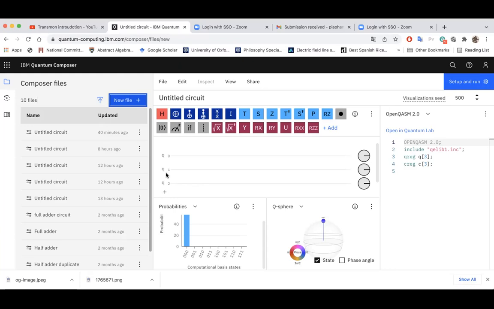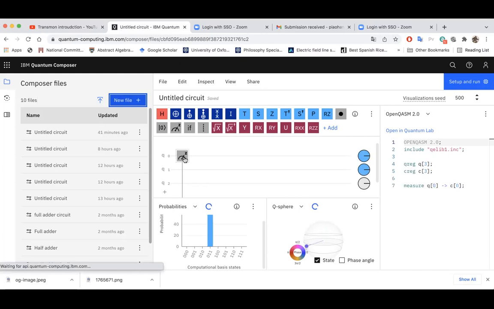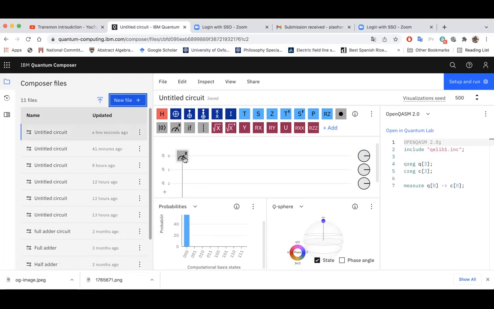Let's put this meter-looking unit down here. And we can see that it measures the state the qubit is in. And the qubit is 100% in the 0 state. There's no other possible value. So this is a well-defined state.